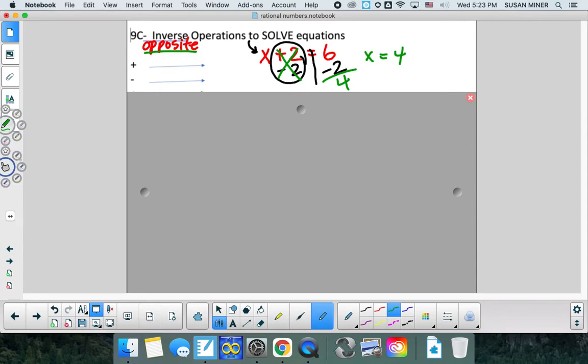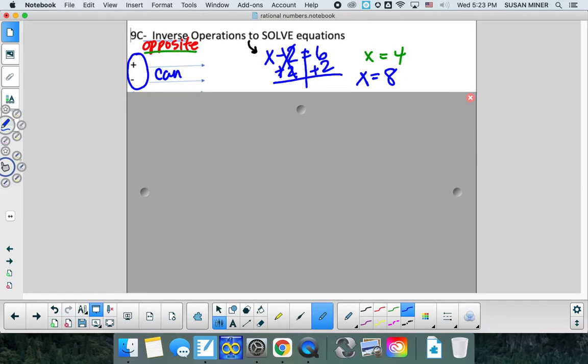The same thing would work if my original equation was a negative instead: x minus 2 equals 6. How would I cancel that out? I'd add 2 to both sides. And so that would cancel out, and in this case I would get x equals 8. So remember, I can use those opposite operations to cancel each other out. Addition and subtraction are partners. They can cancel each other out.